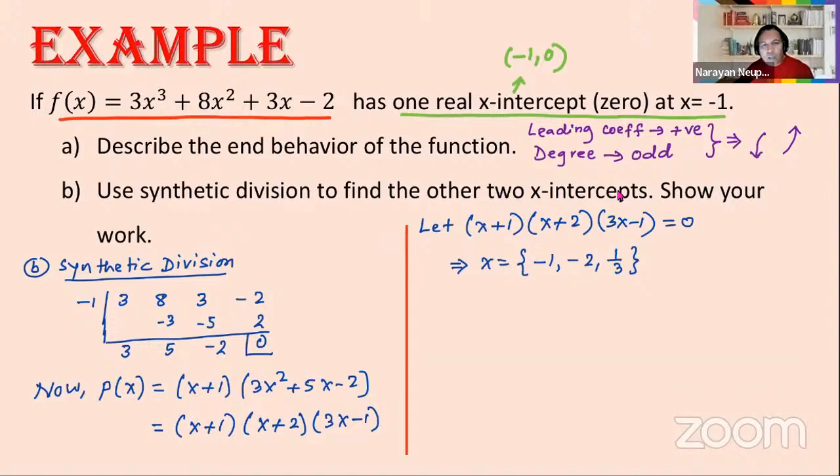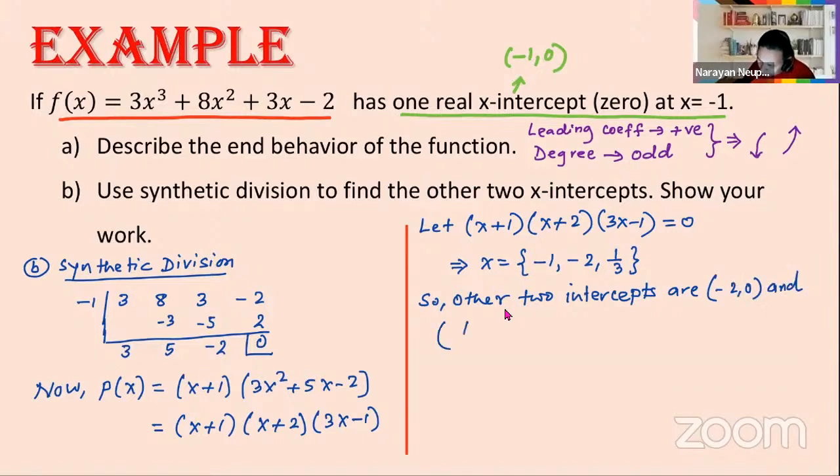And we are asked to find the other two intercepts. One is already given. So the other two intercepts are -2, 0 and 1/3, 0. Meaning, if you plug in -2 into this function, the result will be 0. If you plug in 1/3 into this function, the result will be 0.